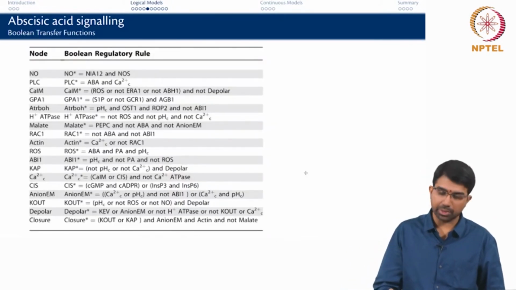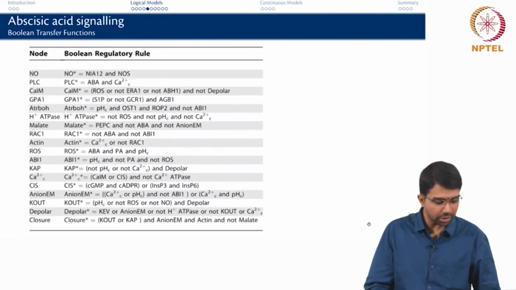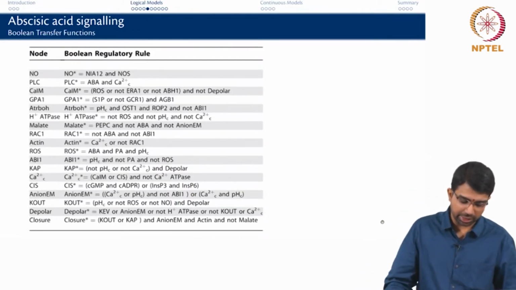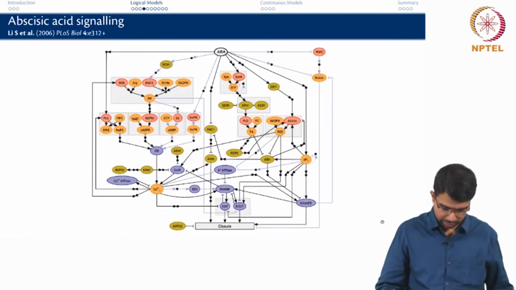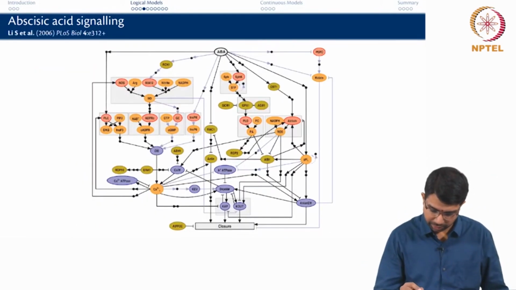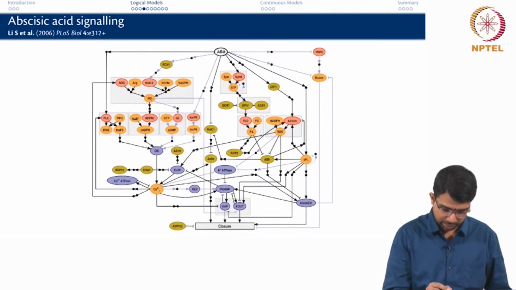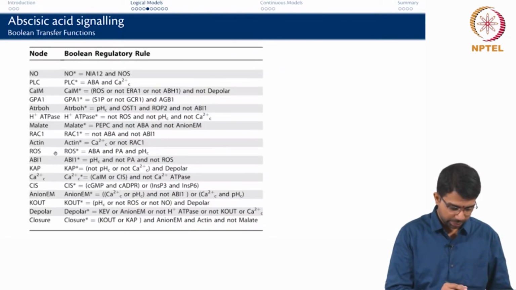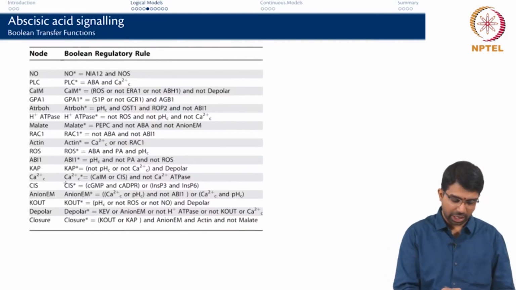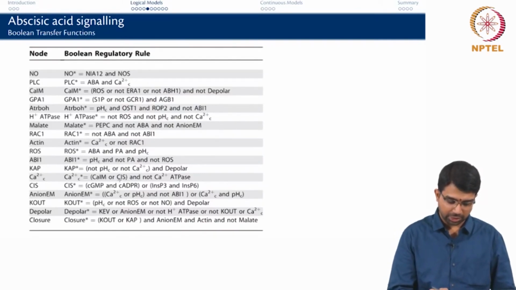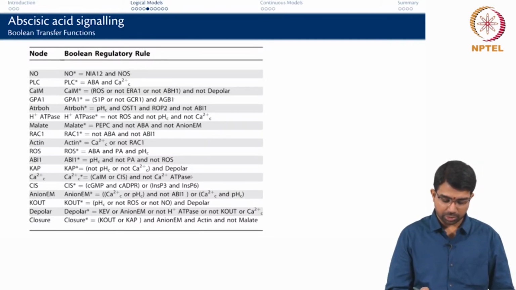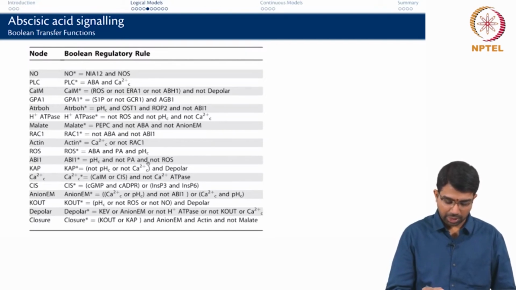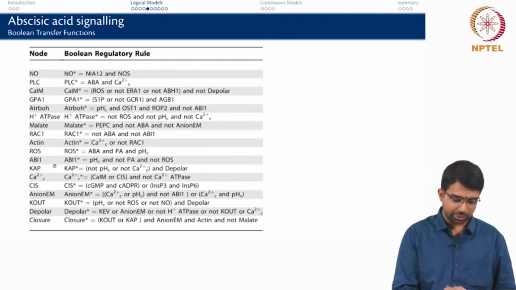You start writing out equations like this. So, you now say that NO depends on NIA12 and NOS. So, if you can spot it in this figure, you have several nodes. So, NO is here, it depends on NIA12 and NOS, and you will see that there is a complex relationship for each of these things. So, calcium depends on calmodulin or CIS and not calcium 2 plus ATPase and so on and so forth, and ROS should not be there for something else to happen.